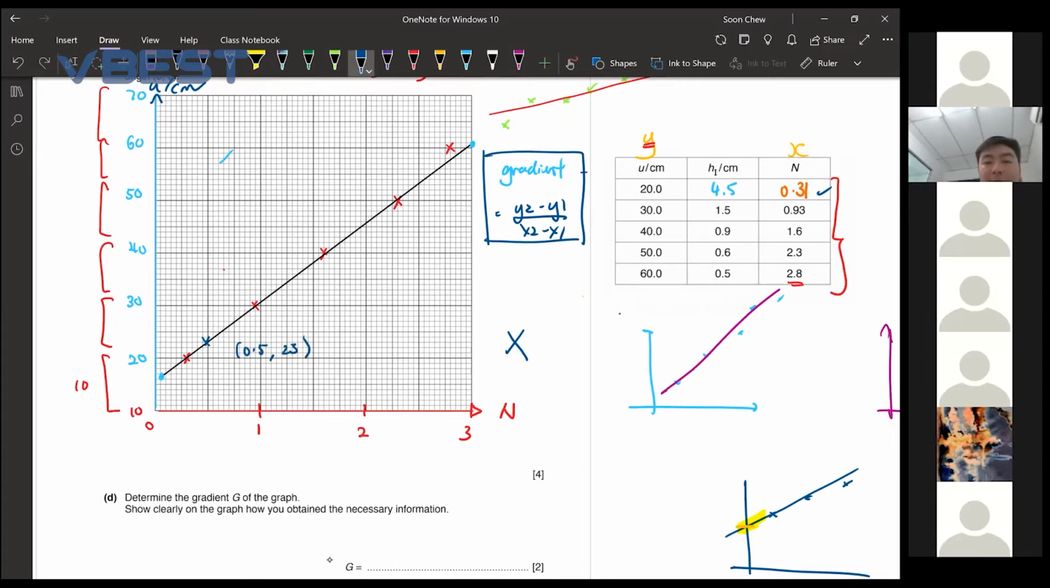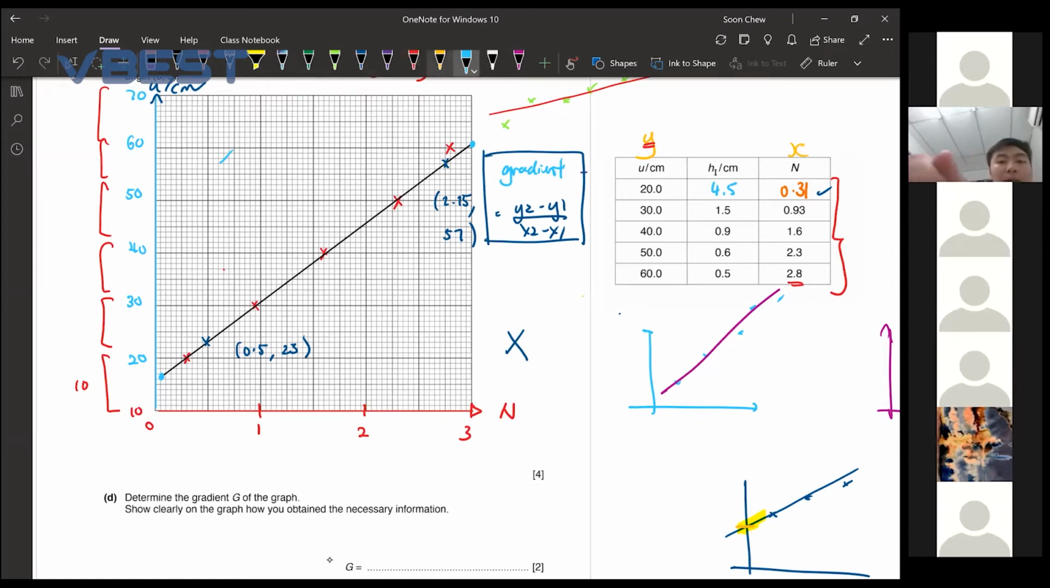Okay, then another point, maybe I choose this one. Let me check. Correct. So this one over here would be 2.75, and then the y-axis would be about 57. Okay. Now, once you have chosen your 2 points, you want to show it on your graph as well.